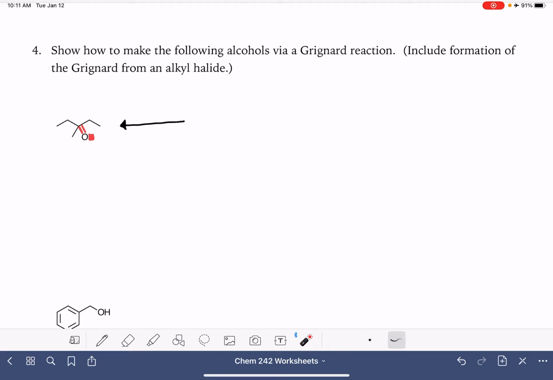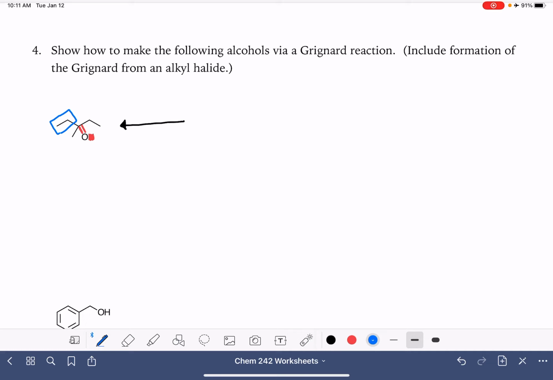The Grignard reaction creates a carbon-carbon bond between the carbonyl carbon and any other carbon in the molecule. So literally any one of these R groups could be added in the Grignard reaction. I'm just going to pick this one right here, for no particular reason.